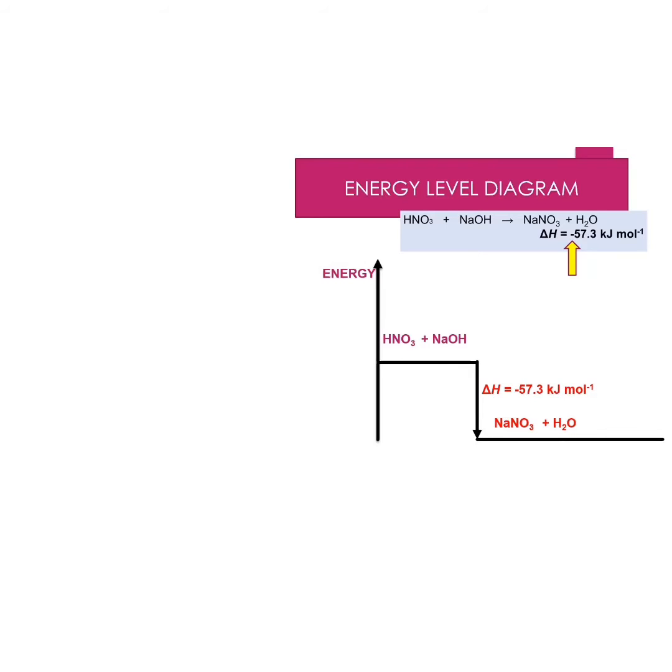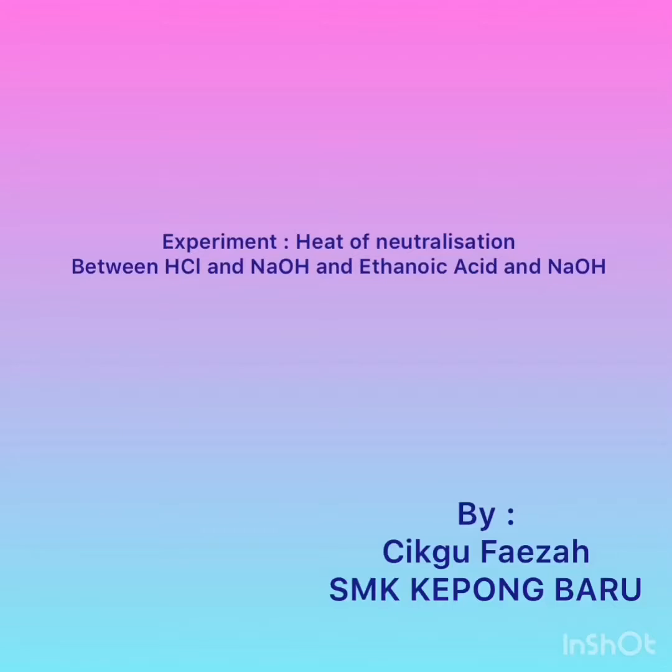Okay, next we learn how to draw the energy level diagram. In the previous lesson, we already learned about thermochemical balanced equations. After you write the balanced equation of the reaction, we write the delta H value after the chemical equation. Here the delta H value is negative, meaning it is exothermic, so we draw an arrow going down. We also know the energy of the reactants is greater than that of the products. Then we write the value of delta H. Next is the neutralization experiment.